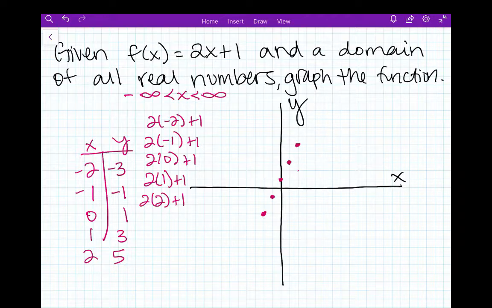So those are my points, but again, this works for all real numbers. So that means that this is going to be a line, and it's going to extend in both directions forever. So the range, what's the range? Well, it looks like it goes down forever and it goes up forever. So the range is also all real numbers.